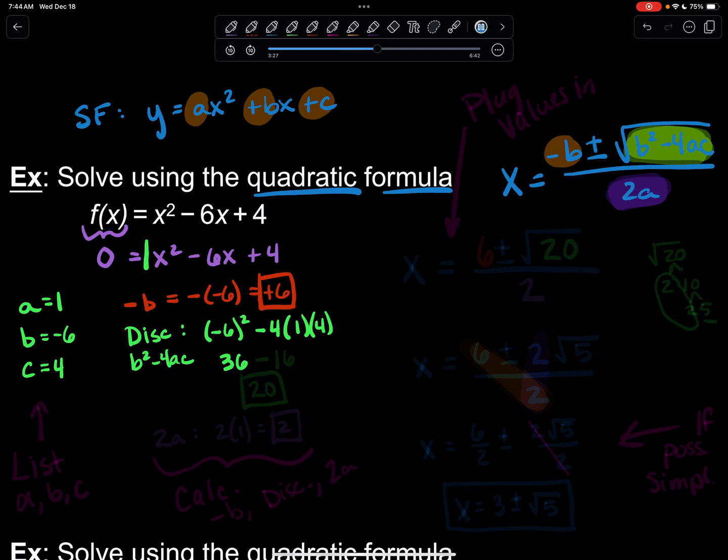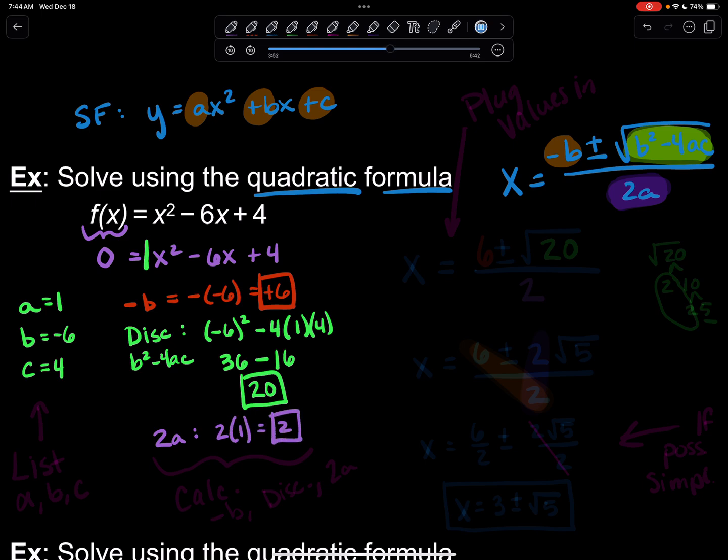So -6 squared is +36. 4 times 1 is 4 times 4 is 16. So 36 minus 16 is 20, and so my discriminant is going to be 20. And then last but not least, we're going to look at our denominator, which is 2a. My a value is 1, so I have 2 times 1, which is 2.